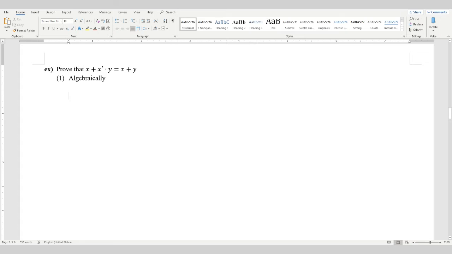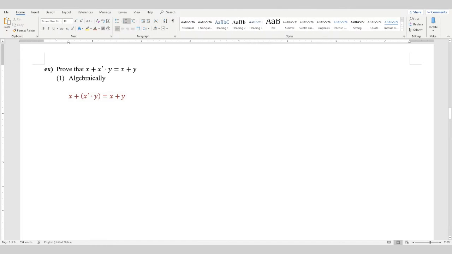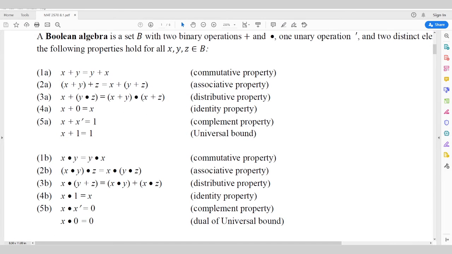So let's start with x plus x complement times y. The first thing I'm going to do is put some parentheses around our multiplication here, because this multiplication takes precedence, so it's going to happen first, and this just makes it a little more obvious what we need to do. Then we want to refer back to our list of properties of variables in a Boolean algebra, which are the rules that we're using to actually do this algebra. So I'm going to switch back to this list, all these properties for Boolean algebra.